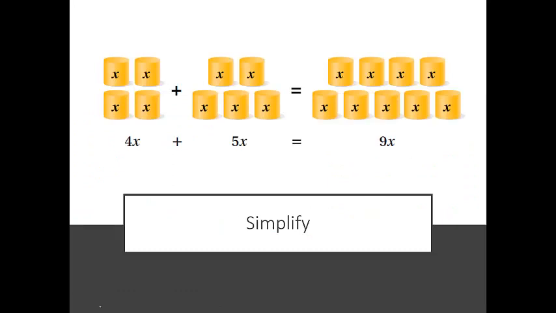This is an explanation as to how we simplify. So when we are given like terms, in our instance here, we are given 4 x values, and they give us a pictorial representation where we've got 4 little cylinders equaling x each. We add that to 5x, and altogether we've got 9x. So what happens is that our variable x stays the same, but we add the coefficients. So we add 4 plus 5, which gives us 9x.